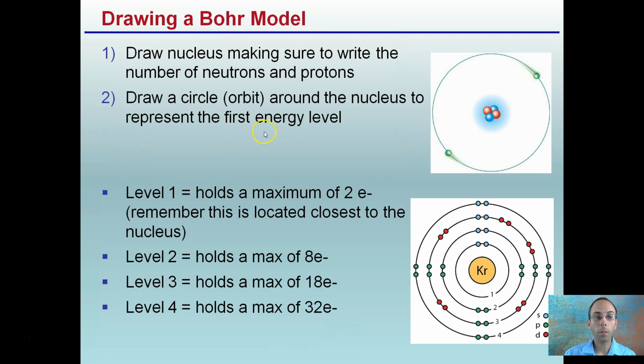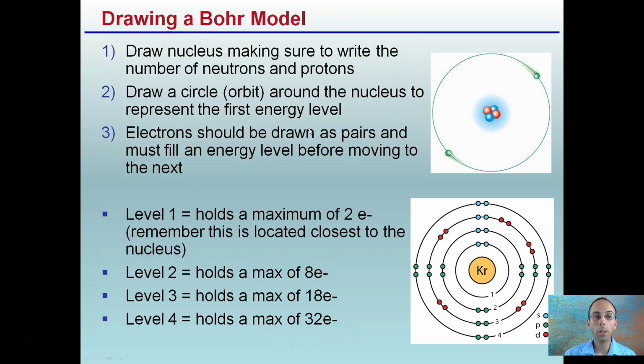After you draw that circle around the nucleus representing the first energy level, go through, and electrons should be drawn in pairs to make them easy to count, and you must fill an energy level before moving to the next. So after you have 2 electrons in the first energy level, then you can move to the second. After the second is full, you can move to the third, and so on and so forth.